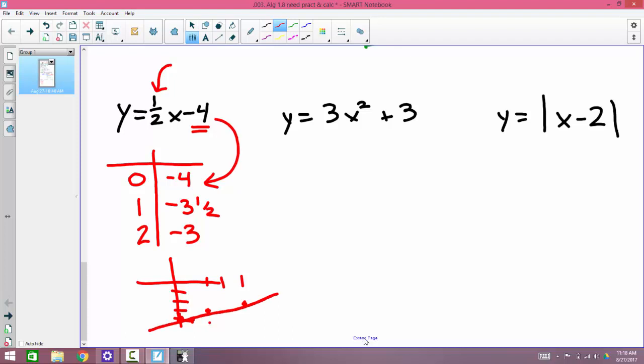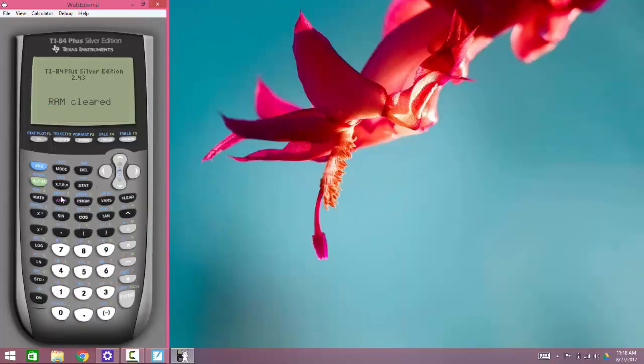So that is a very rough graph. If you go to the calculator, under y equals, if you put in 1/2, you would need to put it in a parentheses. So that's a little tricky thing. Or you could have put in 0.5 since it's a terminating decimal. So 1/2 x minus 4. Be careful to put the minus and not the negative.